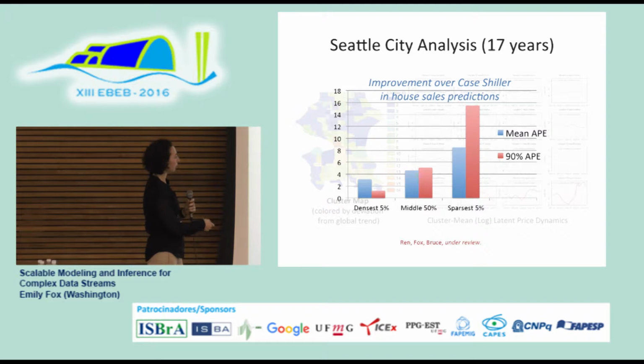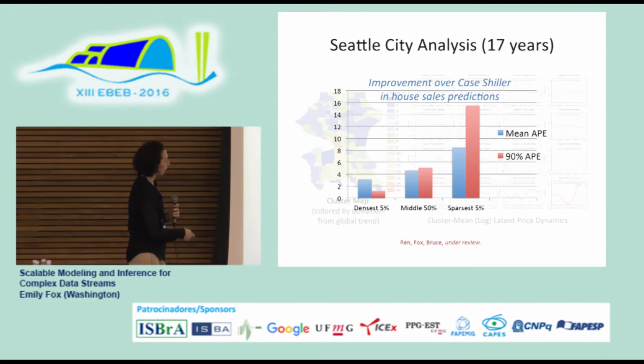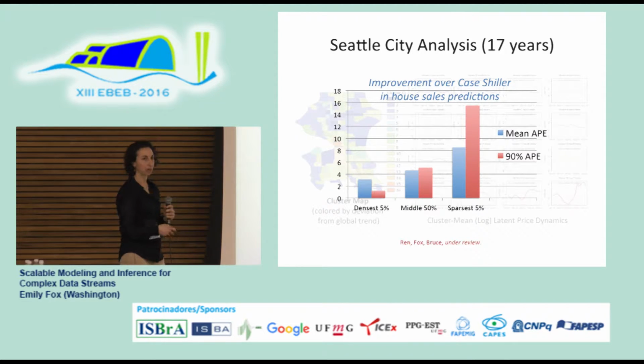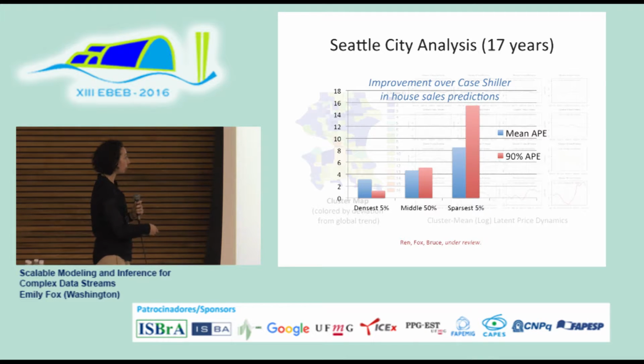But when we look at the computable index and we compare to our predictions, we're showing percent improvement over Case-Shiller, and we're looking at the 5% of census tracts with the most observations, middle 50%, and then the 5% of census tracts that have the fewest observations in the data set. In all cases, we have gains over Case-Shiller, but not surprisingly, most significantly for the census tracts that have few observations, because that's where this clustering, in essence, this multiple shrinkage is really useful.